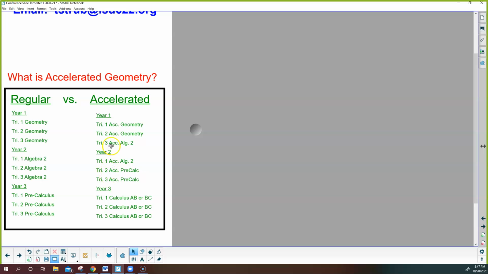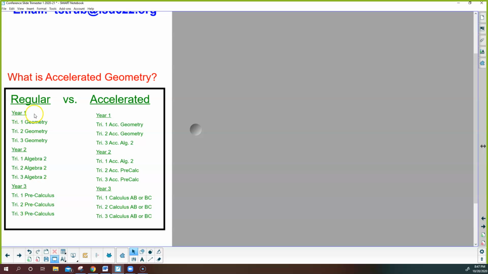So if they're a freshman, their sophomore year, that means their junior year, they would be able to take calculus AB or BC. Now, if they're a 10th grader, that means they would reach calculus as a senior. And that's kind of the goal of accelerated, is go fast through the required courses in pre-calculus to get to calculus. So compared to a regular mainstream course, this is just geometry 1 year, algebra 2 the next year, and pre-calculus for the third year.